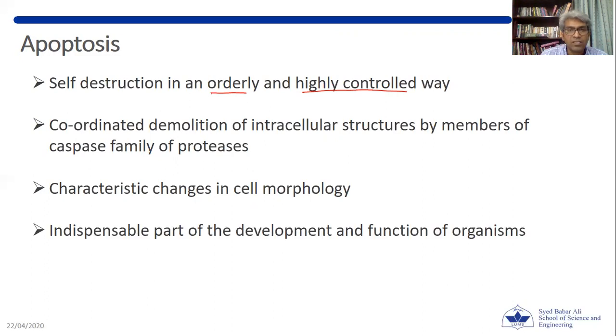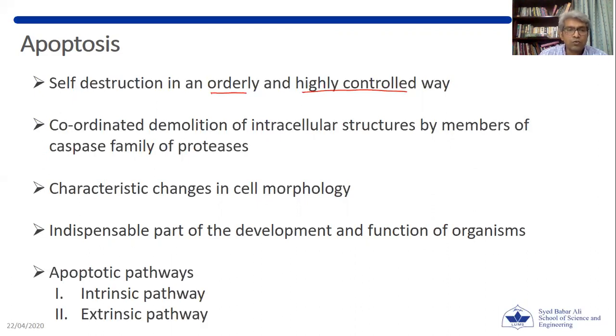Now, this is an indispensable part of the development and function of the organism. It is required for tissue homeostasis. It is required during development. It's required during immune response. It is required to avoid tumors. Many of the tumors have mutations in the apoptotic machinery, so they can't die because of the programmed cell death.